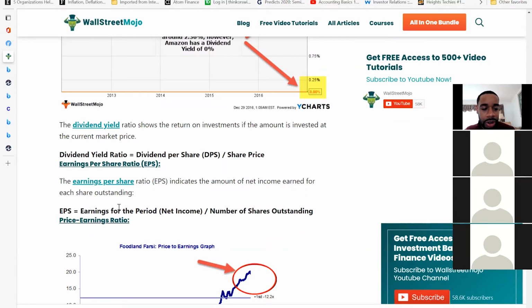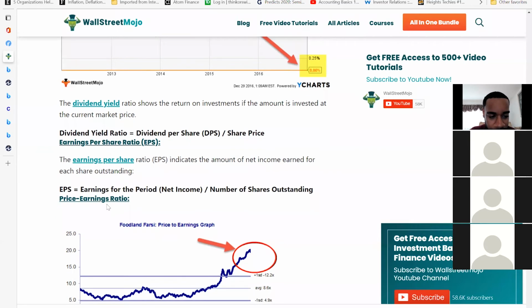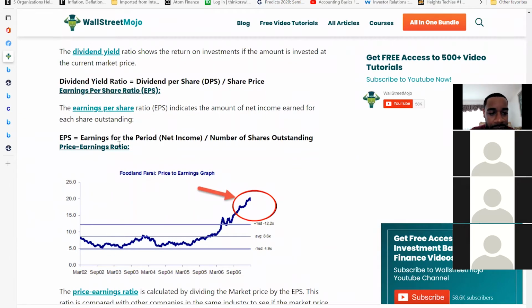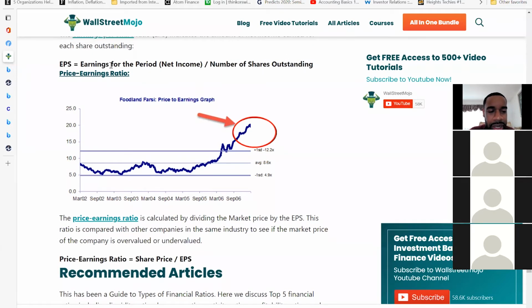We're all very familiar with earnings per share, right? It indicates the amount of income earned for each share outstanding. Earnings for the period is the net income divided by the number of shares outstanding. Excuse me, I'm fumbling my words. Net income divided by the number of shares outstanding gives you the earnings per share. The PE ratio is the share price divided by earnings per share. So the price to earnings ratio is calculated by dividing the market price by the earnings per share.